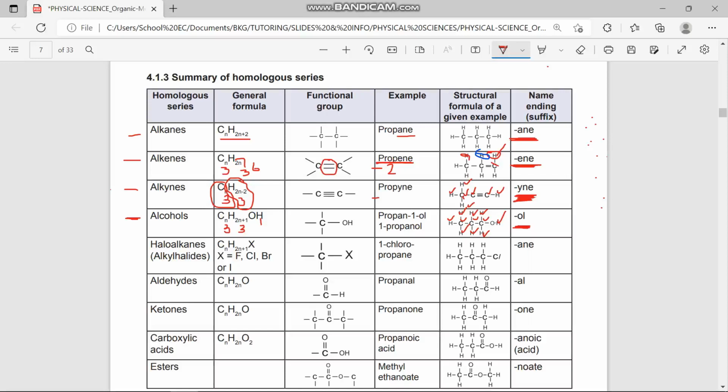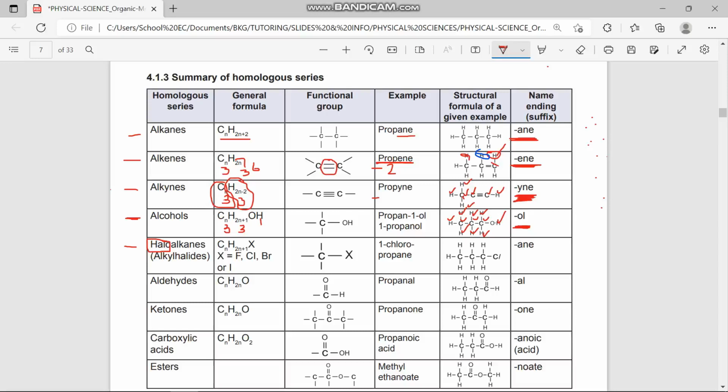Let's go straight to our haloalkanes, which are also known as alkyl halides, because they have halogens. If we take out this halo, let's start talking about this homologous series. If we take out this halo, we're left with alkanes. These are the alkanes that interact with halogens. Halo means halogens.